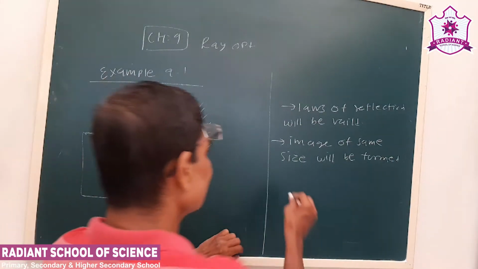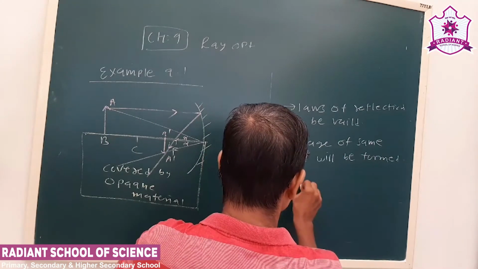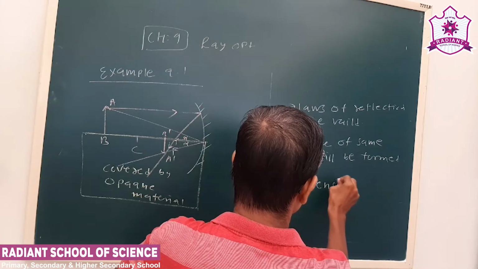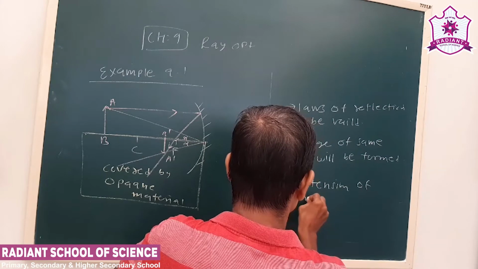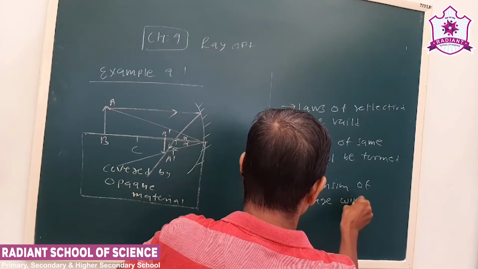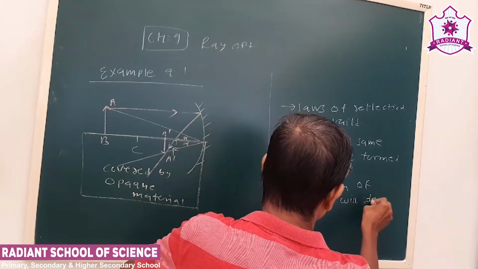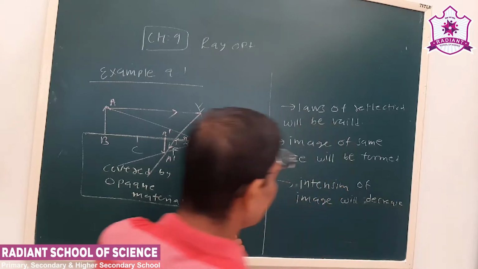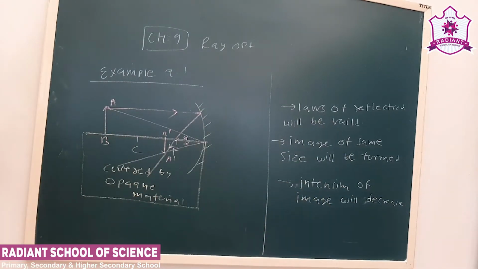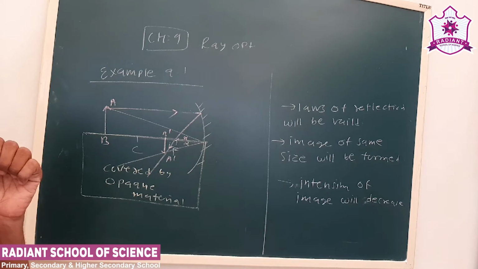So the intensity of the image will decrease. Okay, intensity of the image formed will decrease. So this is nothing but example number 9.1.